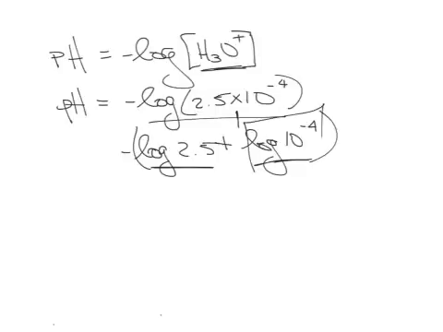Now if you look at this right here, let's look at what we've got. We have 10 to what power equals 10 to the minus 4. So our bases are the same, which means our exponents are the same. So this whole thing right here turns into just negative 4.